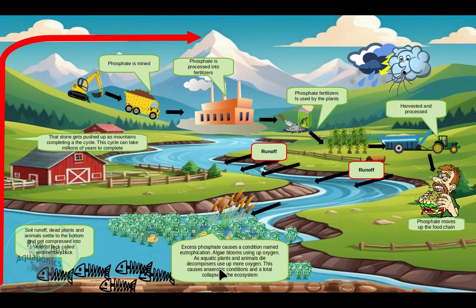Eventually, just like in the natural cycle, all this stuff will settle to the bottom of the oceans, where it does get compressed into sedimentary rock, and someday will be pushed back up as phosphate-containing rocks, as new mountains, and the phosphorus cycle will start over again.